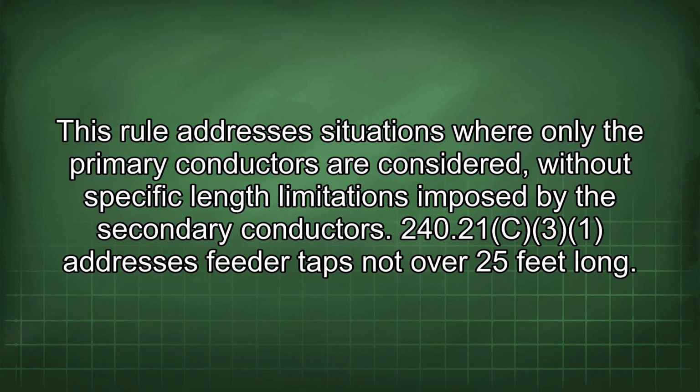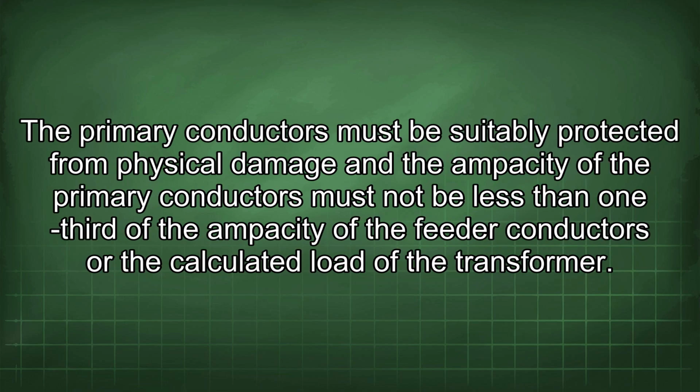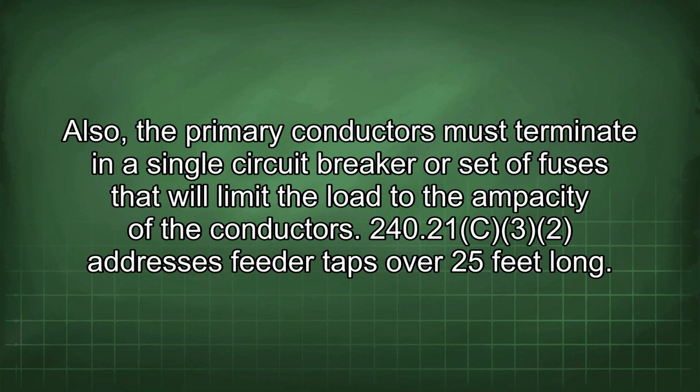240.21(C)(3) addresses feeder taps not over 25 feet long. The primary conductors must be suitably protected from physical damage, and the ampacity of the primary conductors must not be less than 1/3 of the ampacity of the feeder conductors or the calculated load of the transformer. Also, the primary conductors must terminate in a single circuit breaker or set of fuses that will limit the load to the ampacity of the conductors.